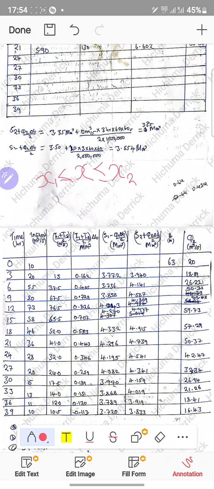x1 is less than x and x is less than or equal to x2. Now, which one is your x? And each one is your x1, x2, and x. Now, your x is this thing here. This is your x. Okay? This is your x.